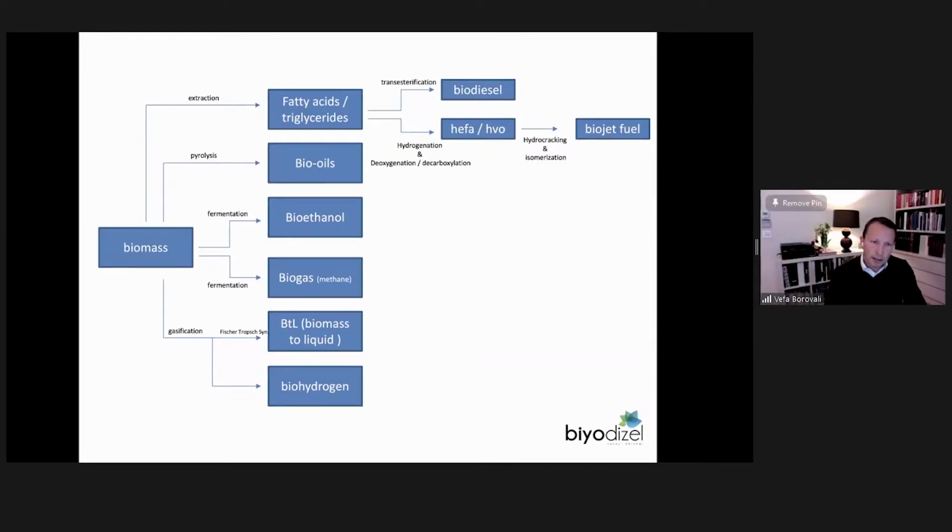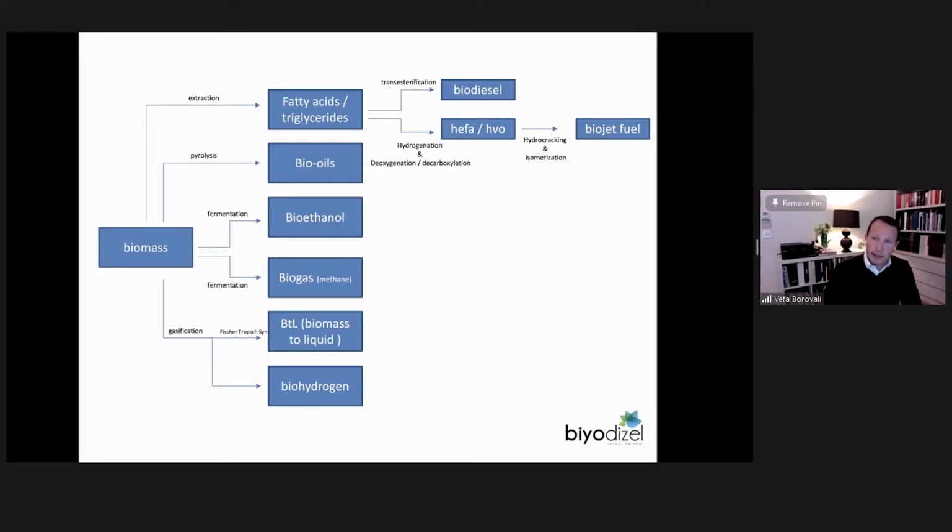The other one we heard about, pyrolysis. Almeida made a very nice explanation about it, a very detailed one. We can obtain bio-oils, which can be used for many purposes. And the other one, the popular one, is bioethanol. We all know that it is produced through fermentation, just like we produce beer or wine, all the alcoholic beverages.